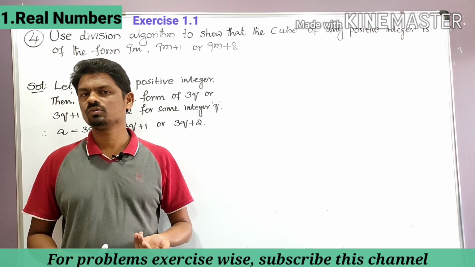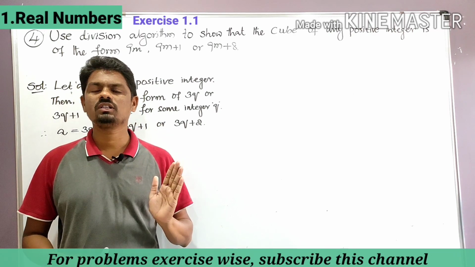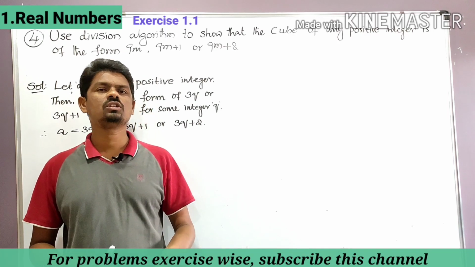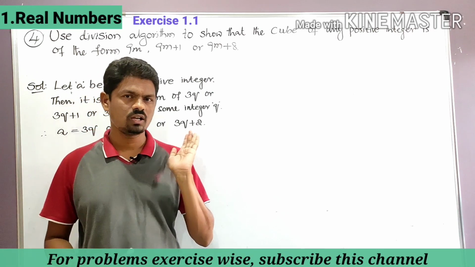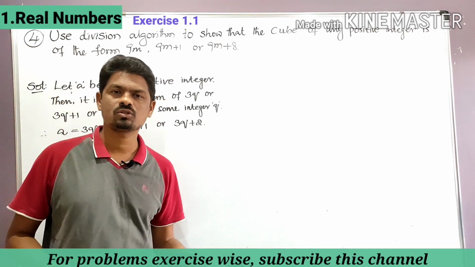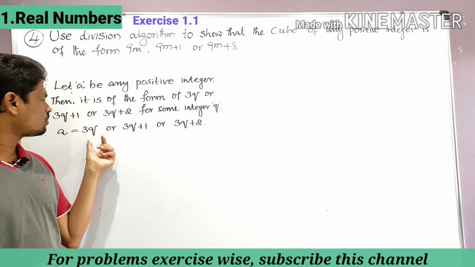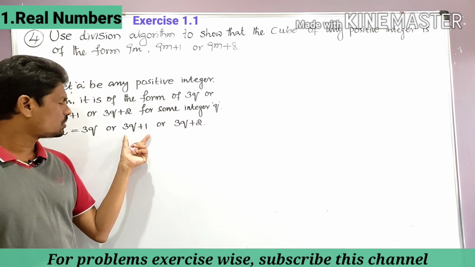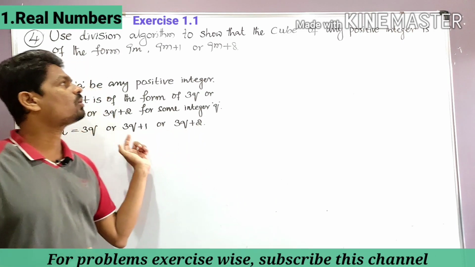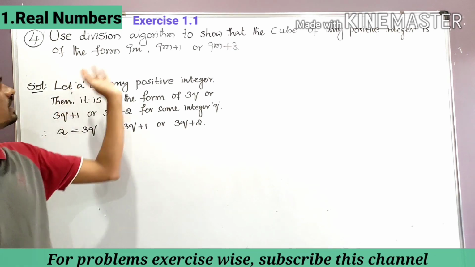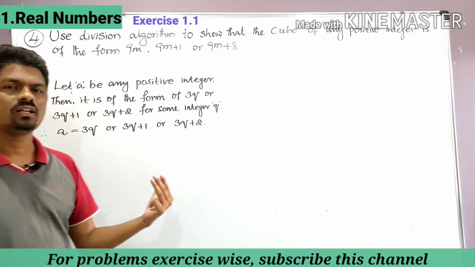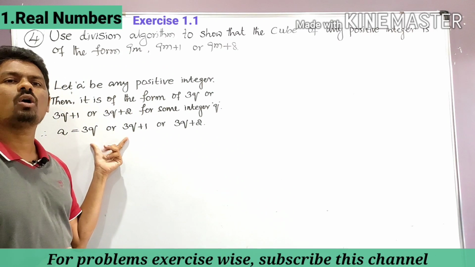So we need not prove it. If small a is any positive integer, then it is of the form either 3q or 3q plus 1 or 3q plus 2. This is the proven statement we have to use here. So therefore we can write a is equal to 3q or 3q plus 1 or 3q plus 2. So by taking a is equal to 3q, a is equal to 3q plus 1, and a is equal to 3q plus 2, we have to show that the cube of a is either of the form 9m or 9m plus 1 or 9m plus 8. So in these three cases we have to show.